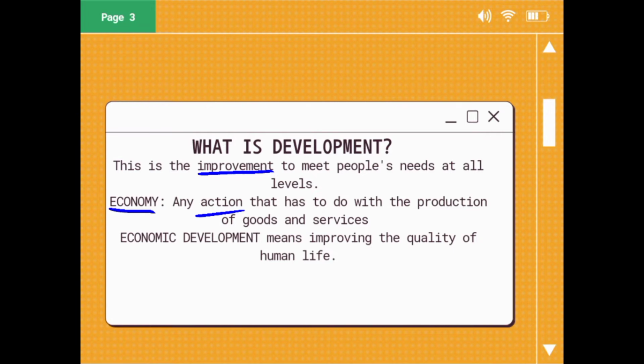Now, then what is economic development? We can define economic development as the improvement in the provision of goods and services in order to satisfy human beings, or improving the quality of human life. That is in a nutshell. That is the definition of economic development.